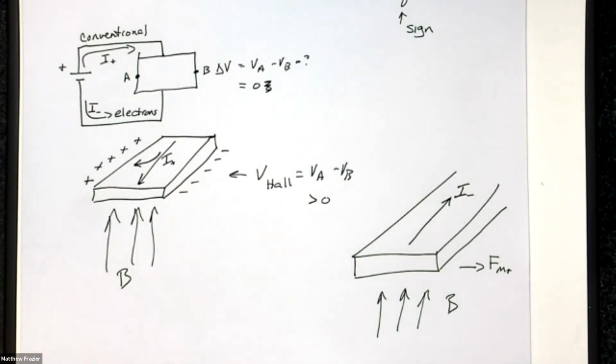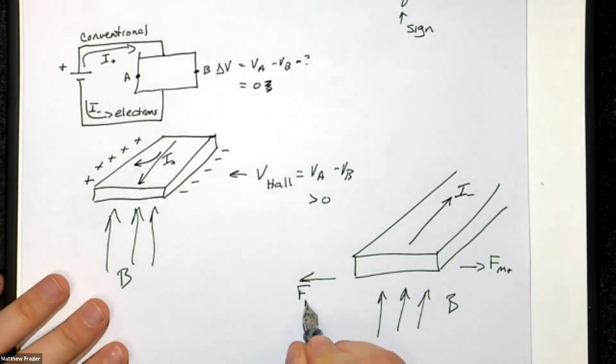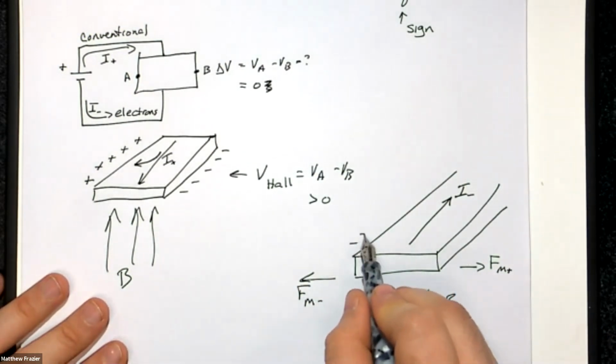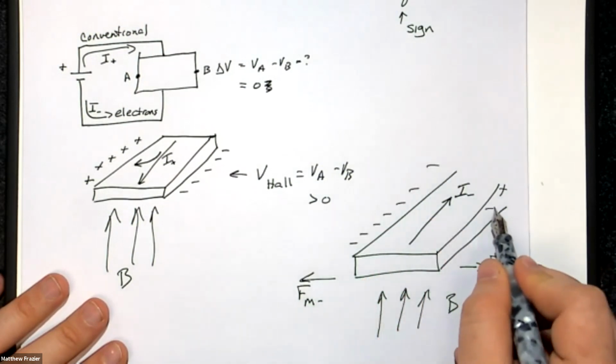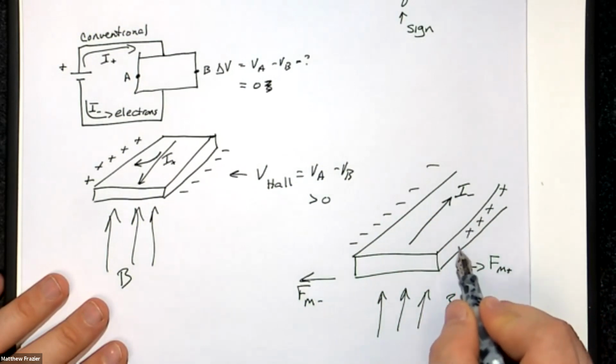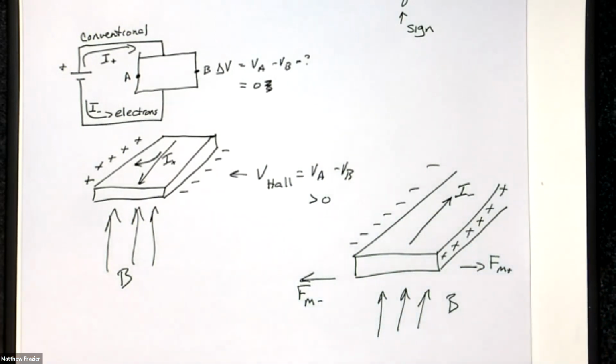And then we remember that negative charges feel the opposite force to positive charges. So you would get a magnetic force on negative charges to the left. And so you get an accumulation of electrons on the left and the deficit of electrons on the right.